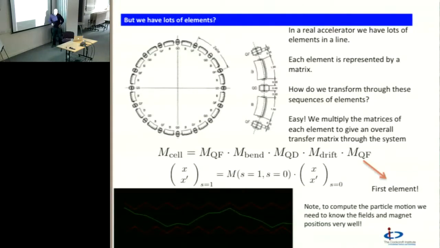So once we have the matrix of, say, one turn of the accelerator, let's call that big M, we can then find a particle with x and x prime at the start. We can then see what it is after one turn and two turns and three turns by simply using that matrix over and over again.